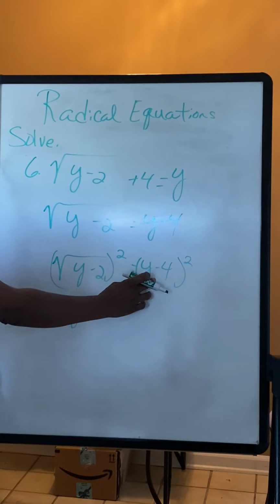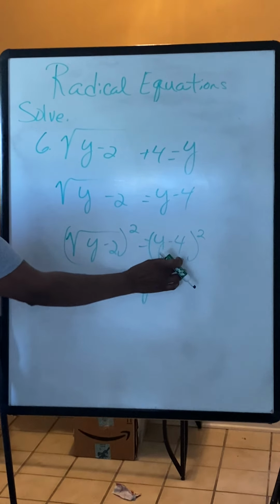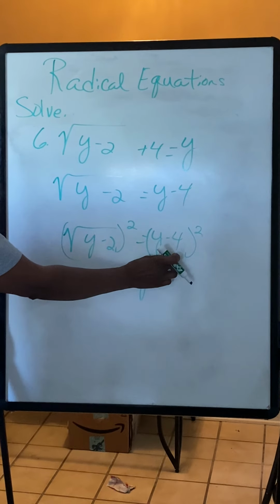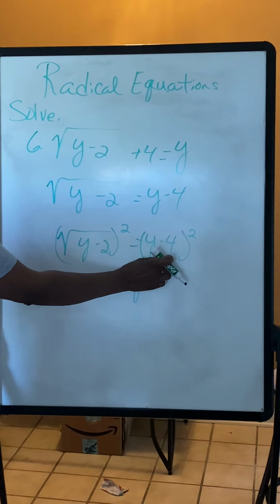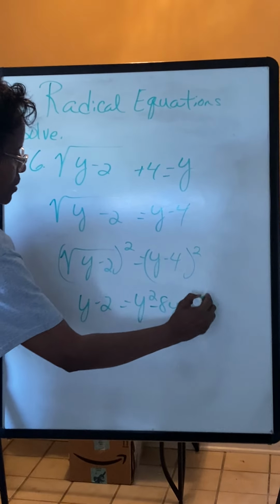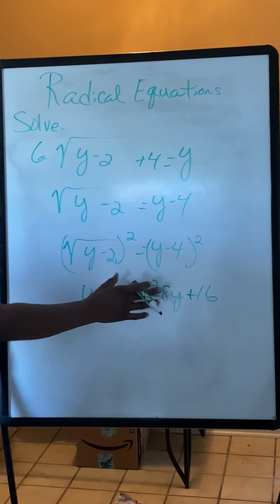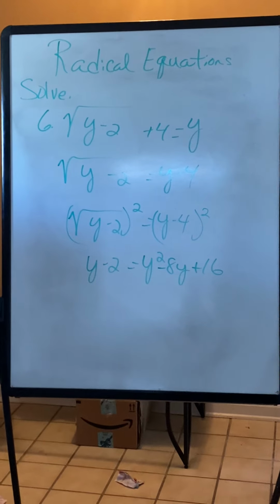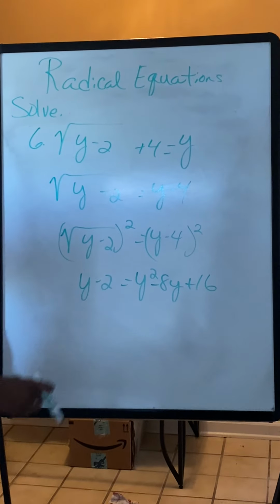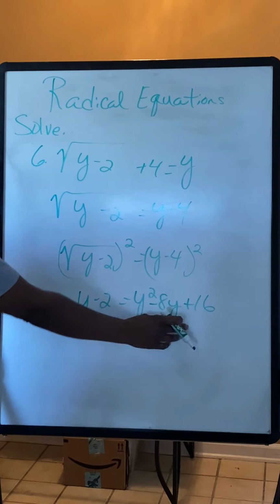As I square this binomial, square the first term, I get y squared. The product of these two is a negative 4y. Twice a negative 4 is a negative 8, so I'll have a negative 8y. Square the last term, I get plus 16. I have a quadratic term. I don't have a way to eliminate it. That indicates to me that I need an equation set up to be equal to 0. I'll transform the y minus 2 to the other side.